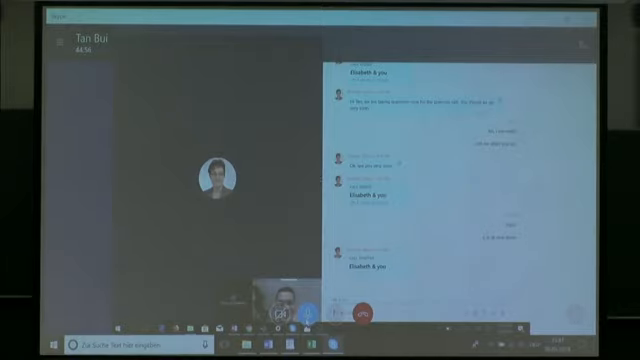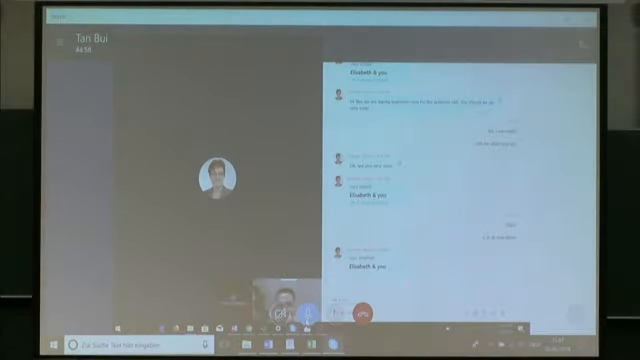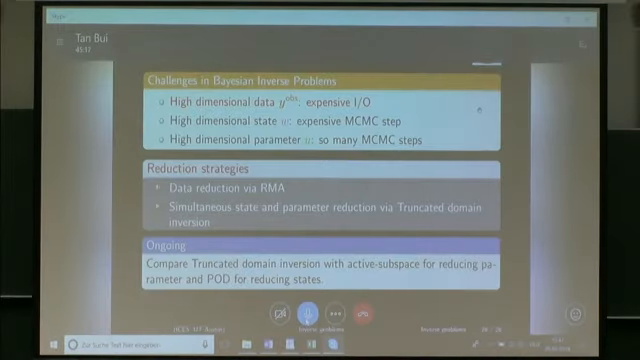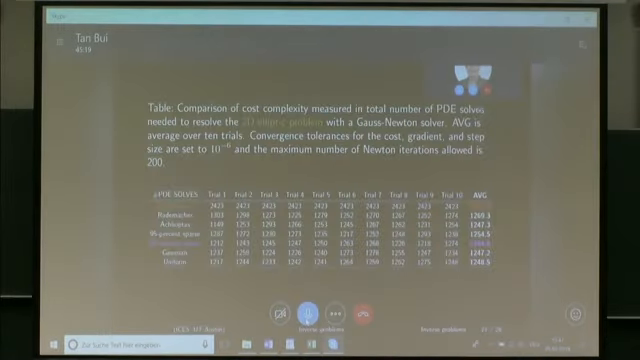I don't see a raised hand. Well, I have one question for you, Tam. Yes, please. So, in the randomized misfit approach, how do you choose the distribution of the vector R? I had several examples, and I couldn't really see what was a good choice and what's the idea behind it.